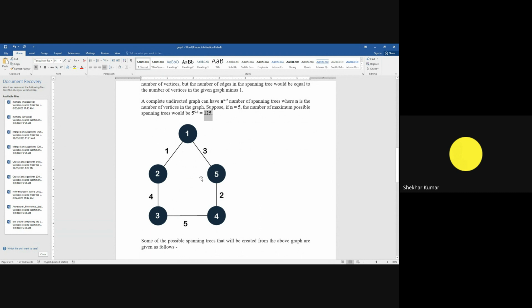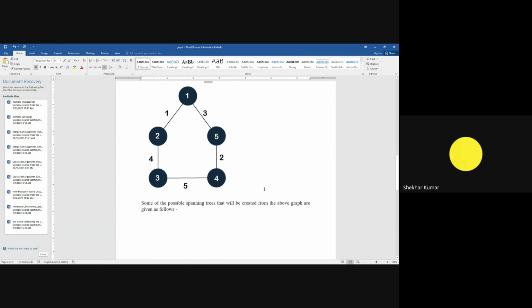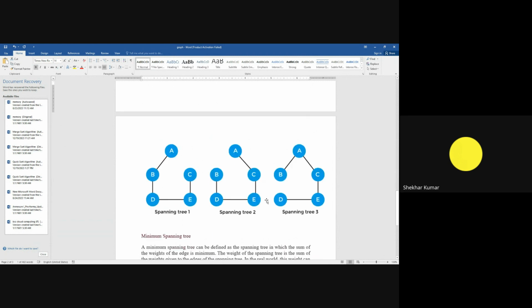So how many spanning trees may be possible with this graph? In the spanning tree, there must be all 5 vertices, and there must be n minus 1 edges. There are a total of 5 vertices and 5 edges. So the possible graph may be of this type. In every spanning tree we have 5 vertices and 4 edges, n minus 1 edges.